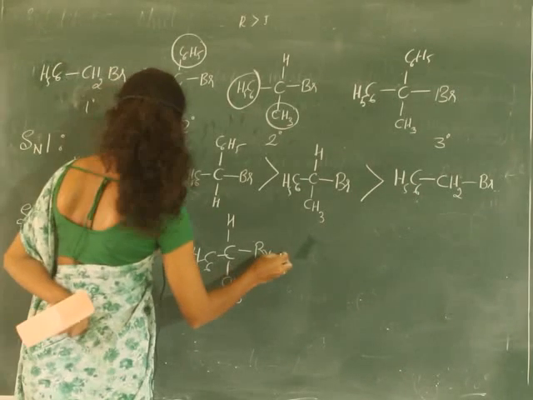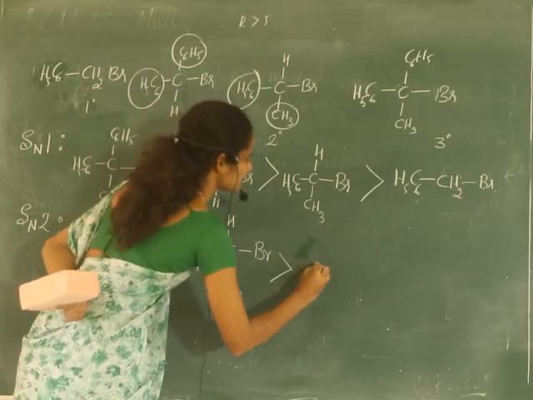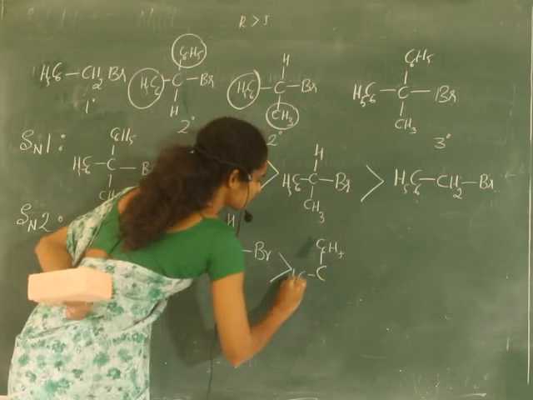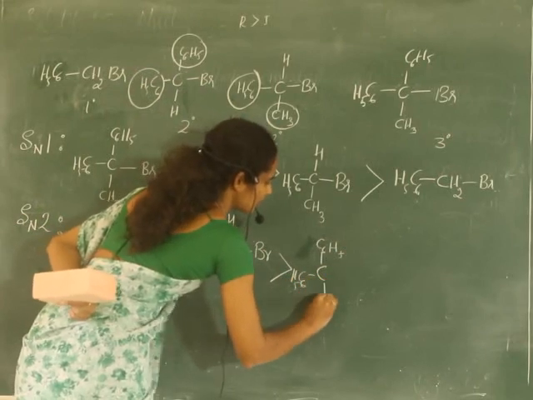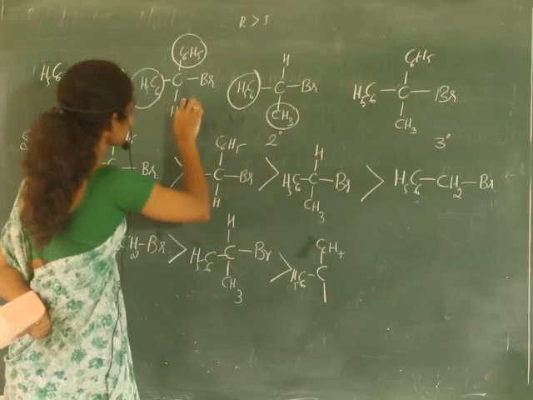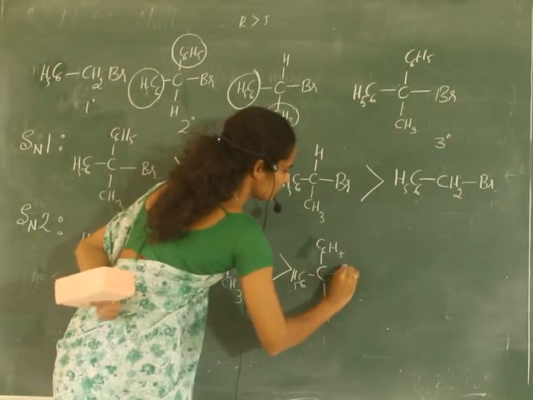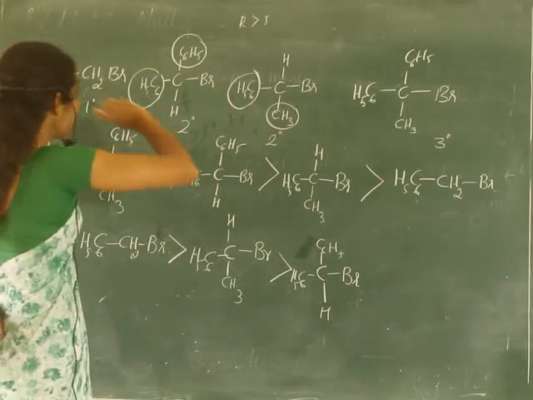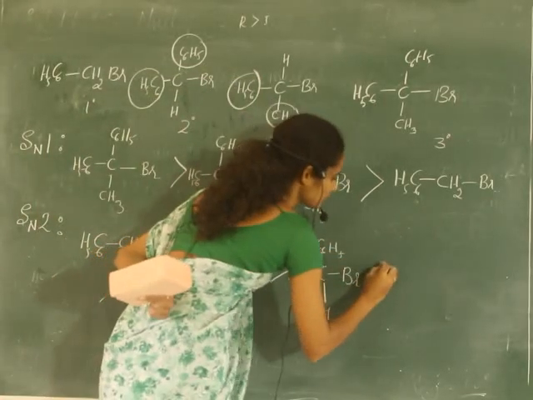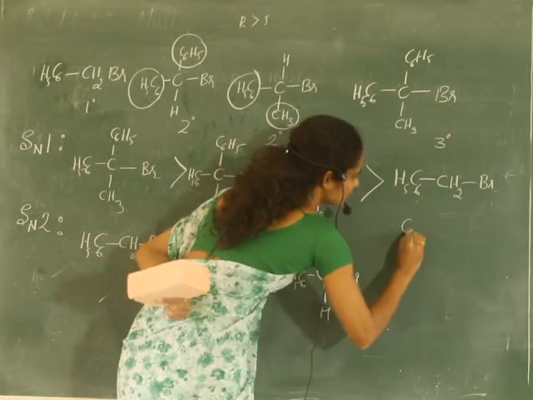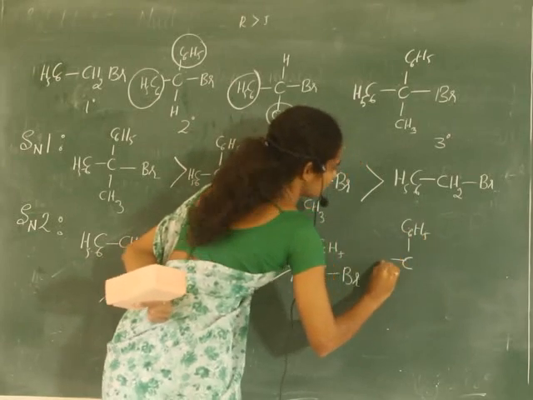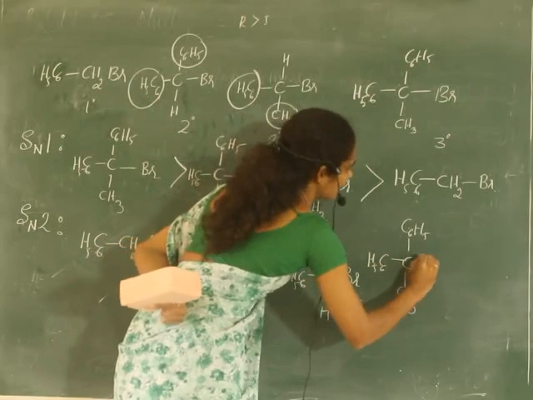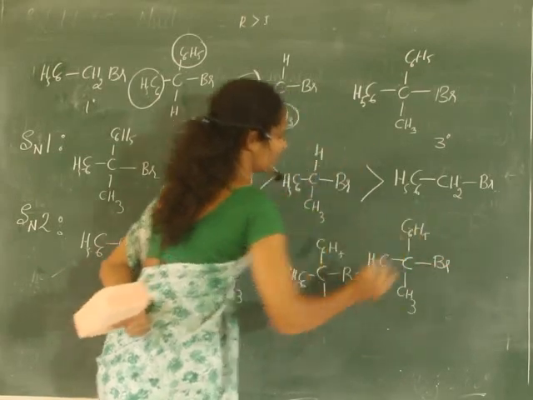hence this secondary compound will react faster or prefers SN2 reaction to a greater extent. Next is again a secondary compound, C6H5, C6H5, and here hydrogen and bromine, and the last one is a tertiary, that is C6H5, C6H5, CH3 and Br, right?